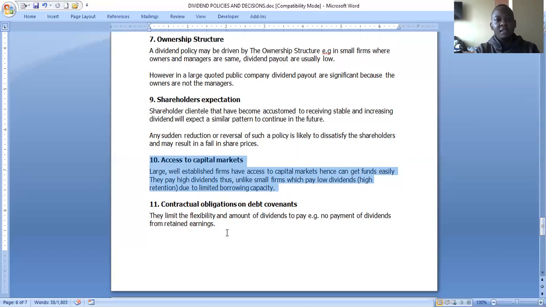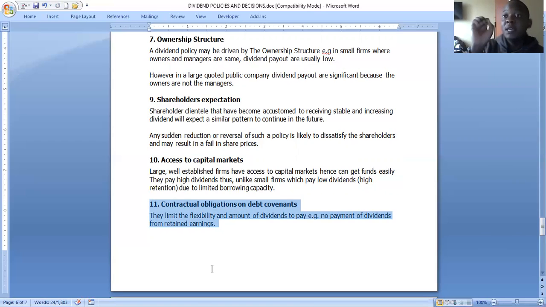And then the other factor is contractual obligations and debt covenants. These limit the flexibility and the amount of dividends to pay, e.g., no payment of dividends from retained earnings. So the obligations from debt covenants between the business and the bank, the terms and conditions of the contract, may limit the business from paying dividends.